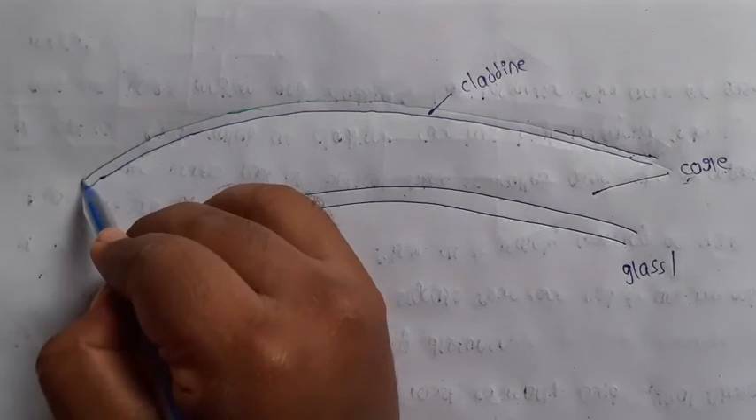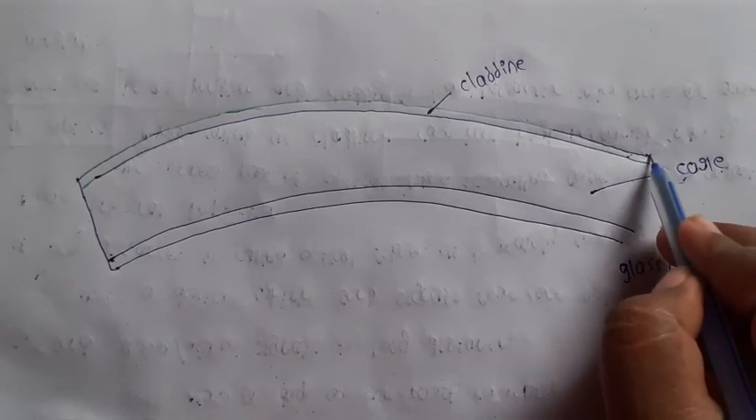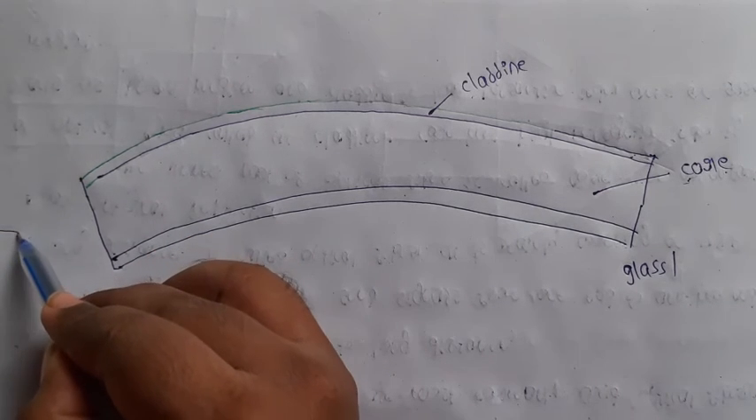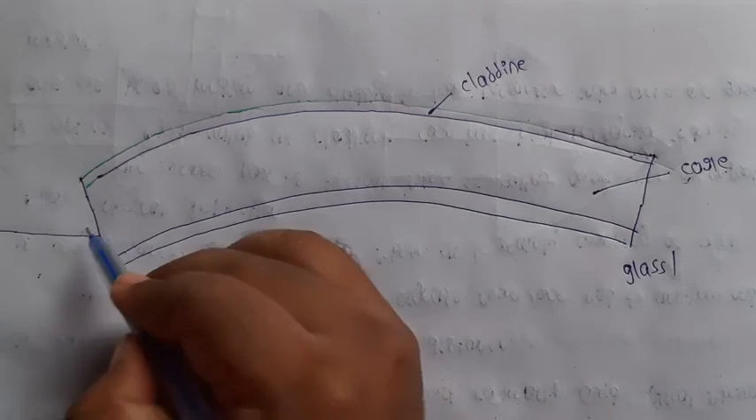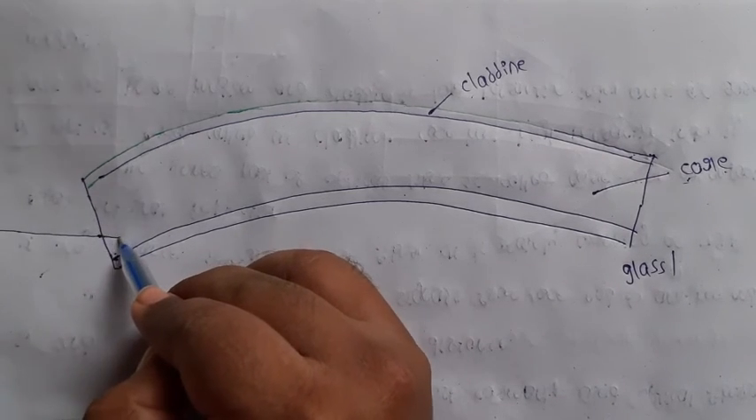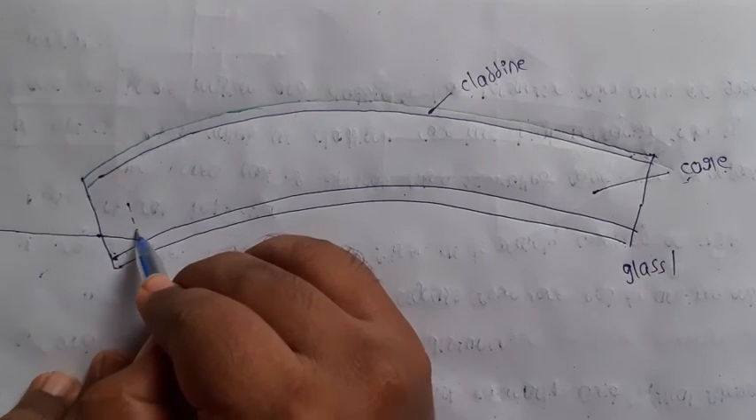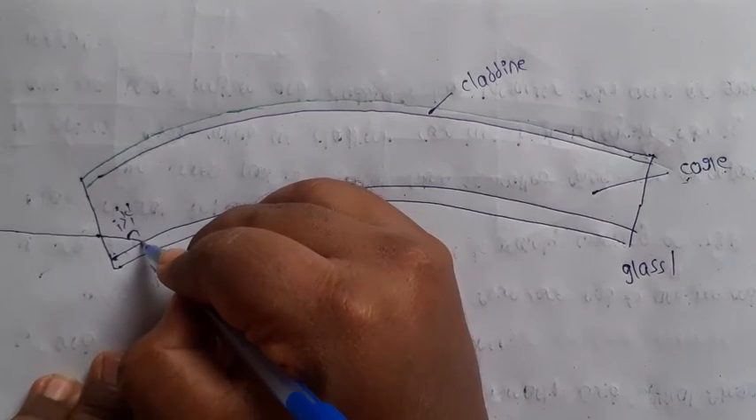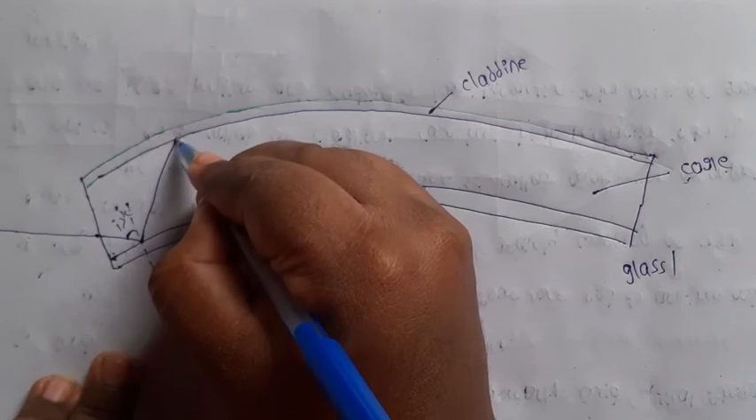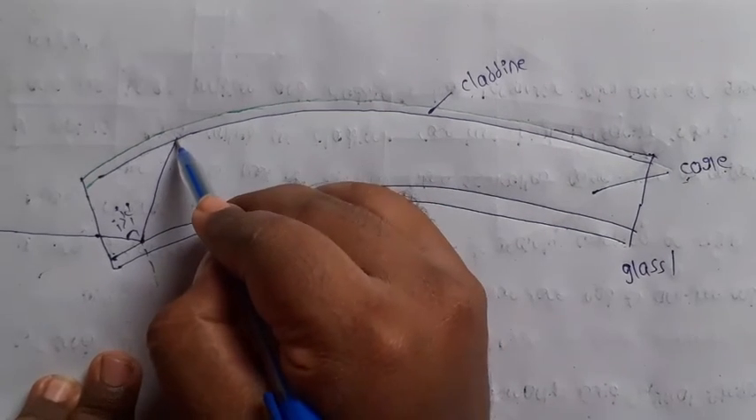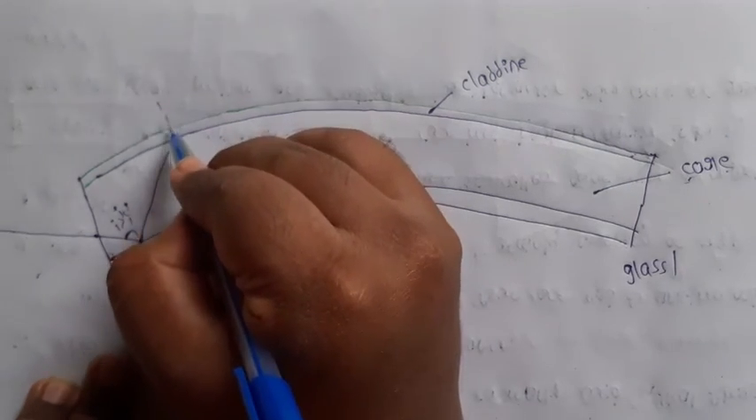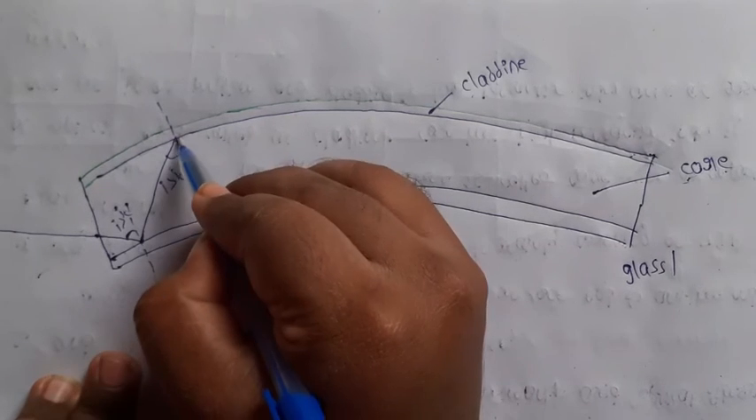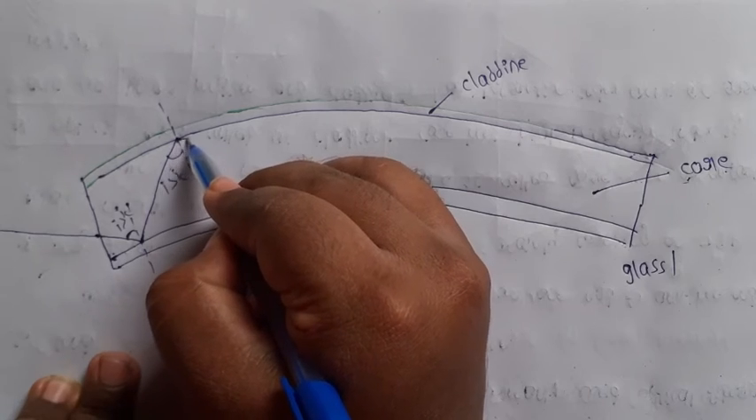When the light ray enters one end of the optical fiber, it falls on the glass. So here light is traveling in this direction. When it enters the optical fiber, it touches the core. When it touches the core, the angle of incidence is greater than the critical angle, so the ray of light is reflected into the same medium. It again touches the core part, and again we draw the normal line. Again the angle of incidence is greater than the critical angle, and the reflected ray passes through the same medium.